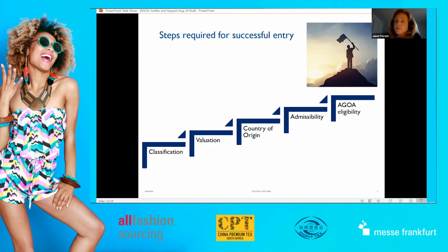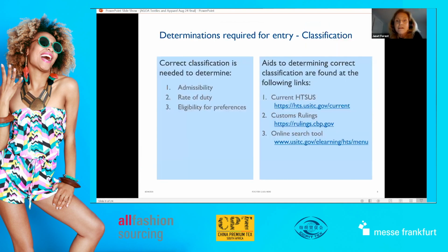These are the various steps required. I'll go over all of these: classification, value, country of origin, admissibility, and AGOA eligibility. First is classification. This is very important to determine whether merchandise is admissible, what the rate of duty is, and whether it's eligible for any preference programs, such as GSP or AGOA.